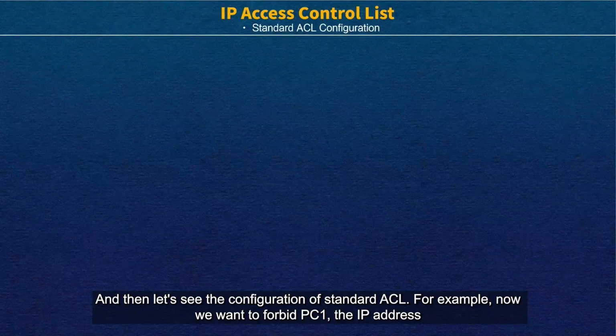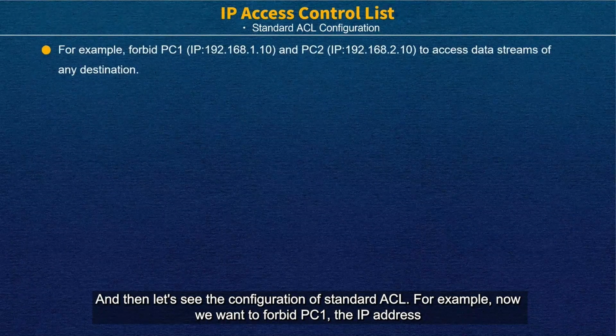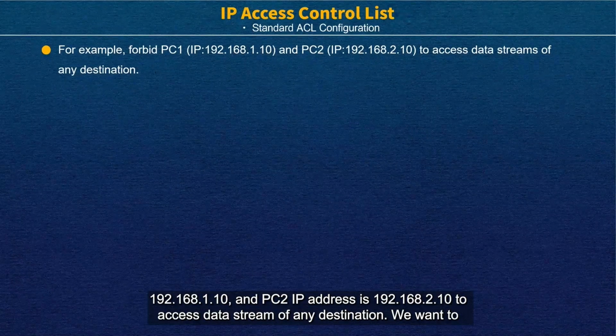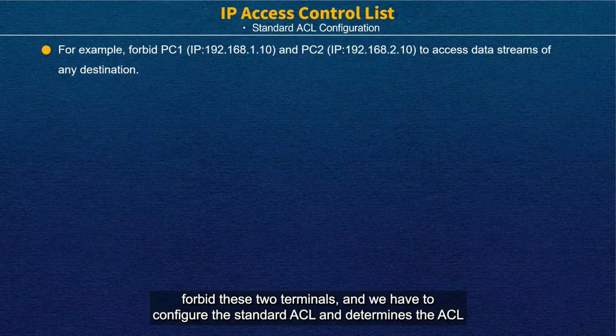And then let's see the configuration of standard ACL. For example, now we want to forbid PC1's IP address 192.168.1.10, and the PC2 IP address 192.168.2.10, to access the data stream of any destination. We want to forbid these two terminals.